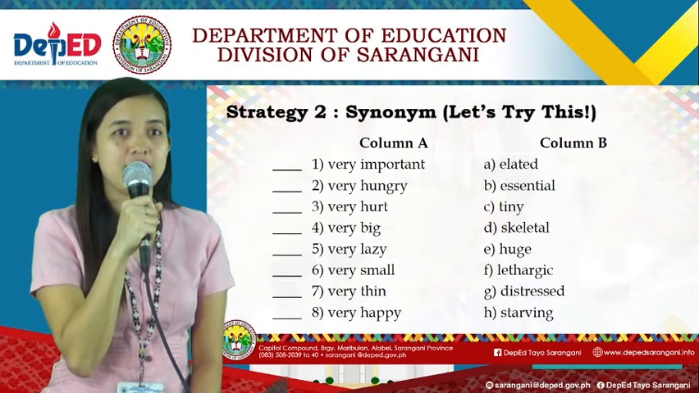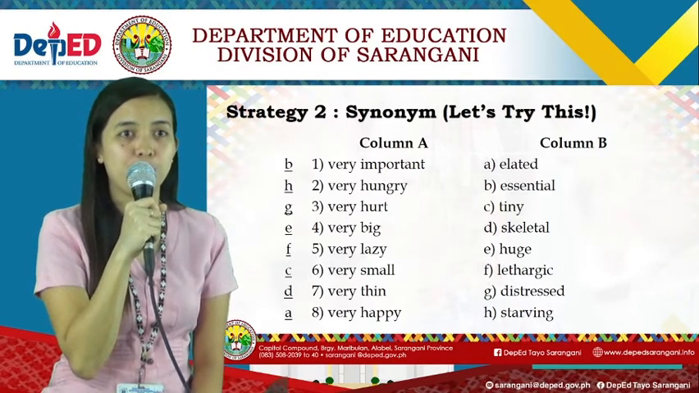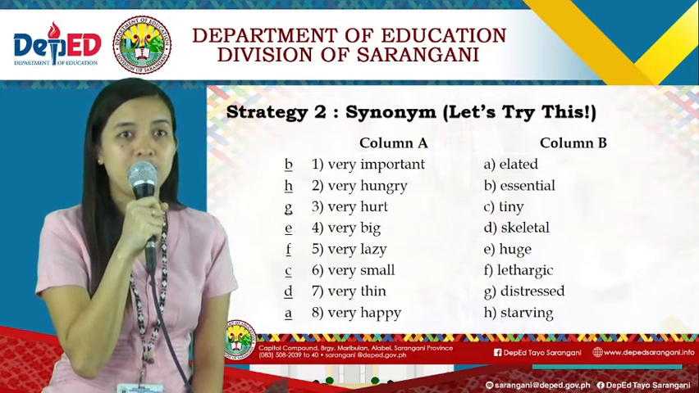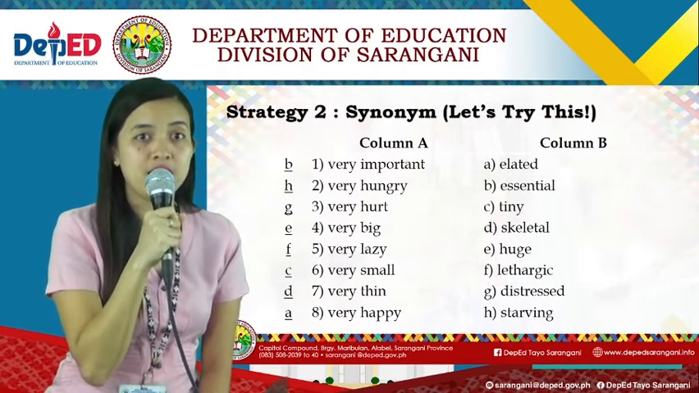Now, let's take a look if you got the correct answer. So let us see if your answers are correct. For number 1, we have very important. And the answer is letter B, that is essential. For number 2, we have very hungry. And the answer is letter H, that is starving.